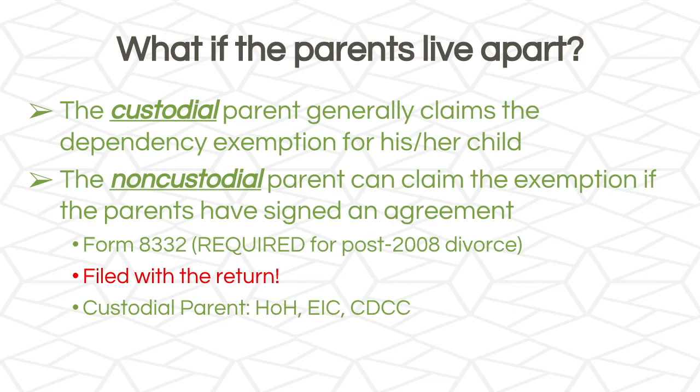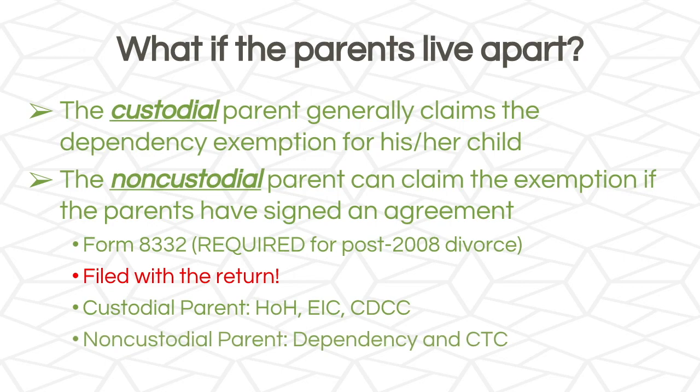file it. And in terms of dividing the benefits, the custodial parent will have the right to file as head of household if they meet all the requirements. They'll have the right to claim EIC for the child and to claim the Child and Dependent Care Expenses Credit. And then the non-custodial parent will be allowed to claim the dependency exemption for the child and the additional child tax credit.